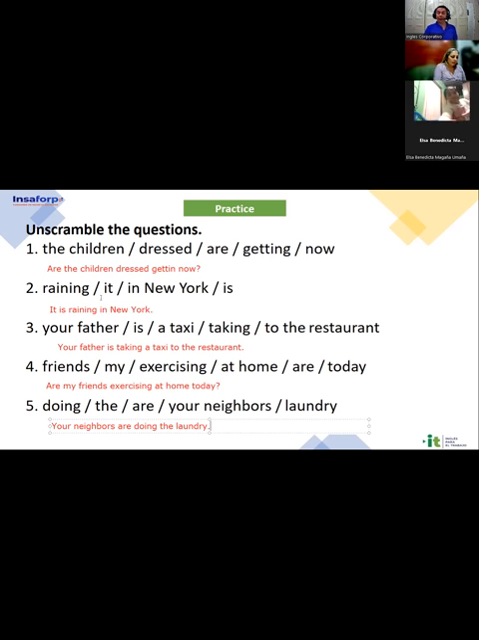Teacher, now, let me see. En la número uno, me falta la G. Y también sería, are the children getting now dresses. Let me see, is correct or incorrect? What do you think? Are the children getting dresses? Dressed now, right? And you say it's a question, no problem. Are the children getting dressed now? Good.